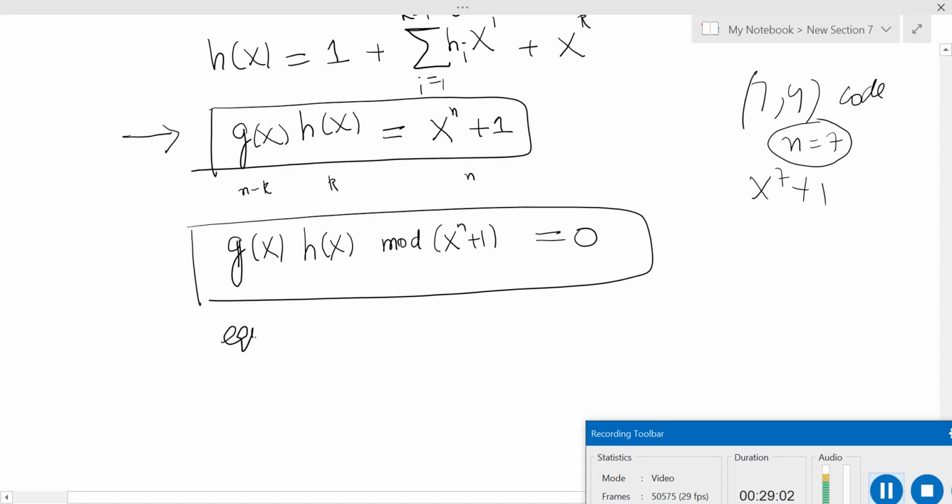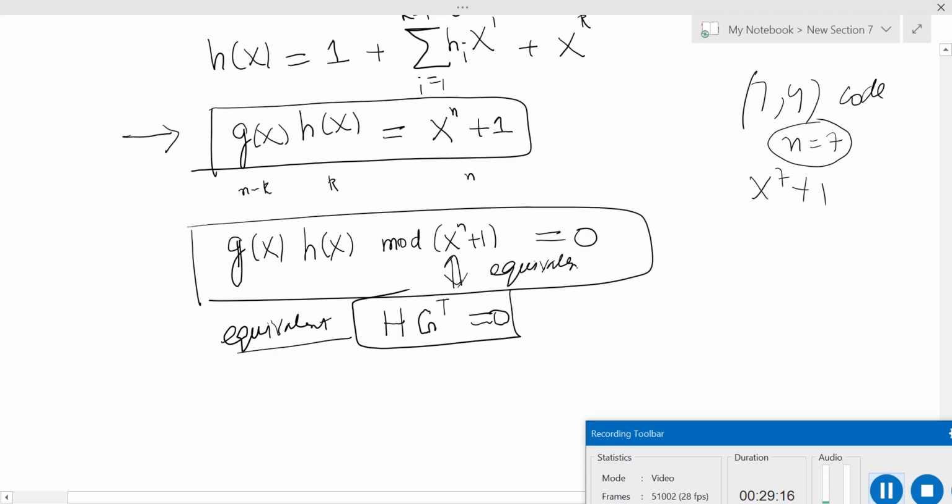This is actually equivalent to, some of you might be thinking right now, if you remember, the parity check matrix times the generator matrix transpose is equal to 0 for linear codes. These are equivalent conditions. There is actually a theory in algebra wherein matrices are represented by polynomials. That is a separate theory. We will not go in that direction. We'll just take these basic results.